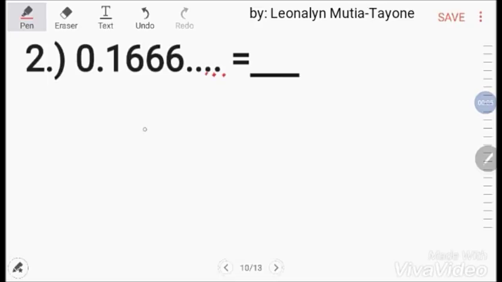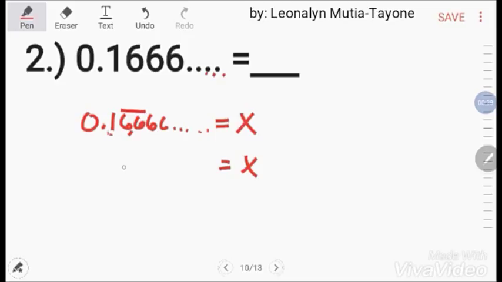0.1666 tapos so on. Convert natin ng fraction. So, mayroon siyang 1. Itong 1 ay non-repeating, while yung 6, yun yung repeating. So, itong 0.1666, let it be our x. I-multiply natin ng 100 para itong isang repeating at saka itong non-repeating, maging 16 na, 0.666.